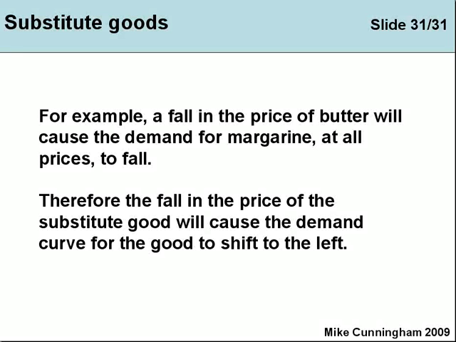Now, these are the only bits we need to be aware of. That changes in the prices of complements and substitutes cause the demand curve for a product to shift inwards and outwards. We need to be able to know which way it shifts according to whether they're complements or substitutes. We work out whether they're complements or substitutes by just thinking of the relationship between the goods. Butter and margarine are clearly substitute goods. Petrol and cars are clearly complementary goods.